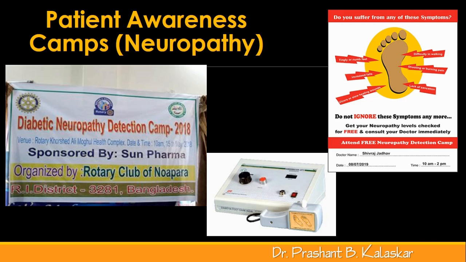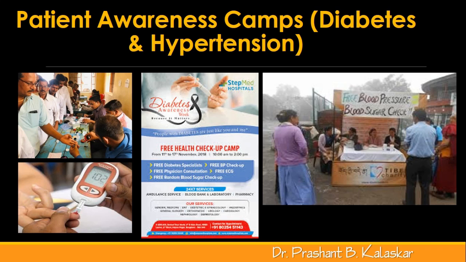On this slide, you can see a neuropathy detection camp organized by Sun Pharmaceutical Company in association with Rotary Club, where Sun Pharma can bring their own neuropathy detection machine, and posters will be displayed at the place of the detection camp to highlight the company name and their brands. Here on this slide, you can see a diabetes and hypertension detection camp, where diabetologist and cardiologist doctors can see their patients individually, or a general physician can see patients with both disease conditions.